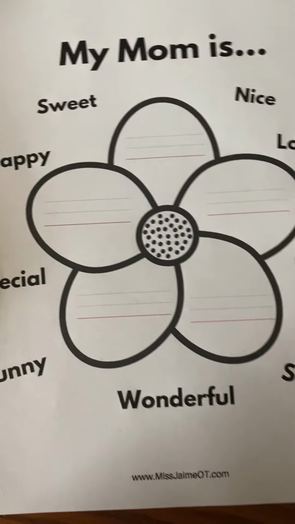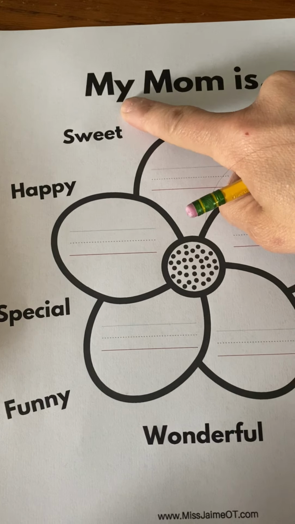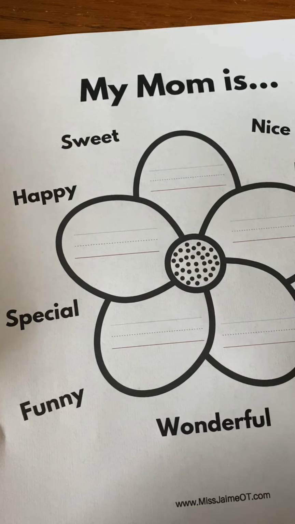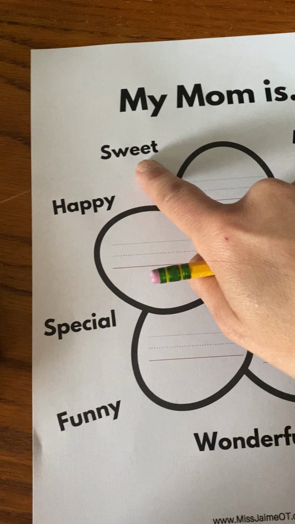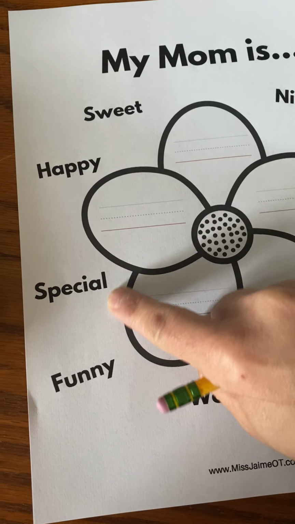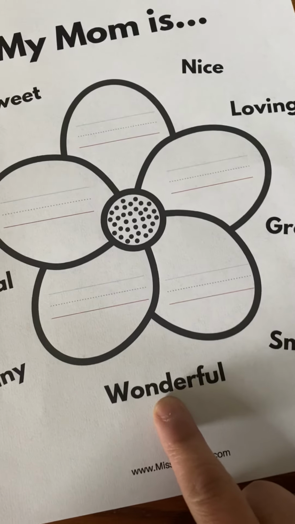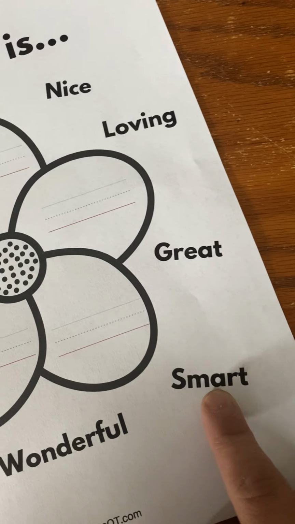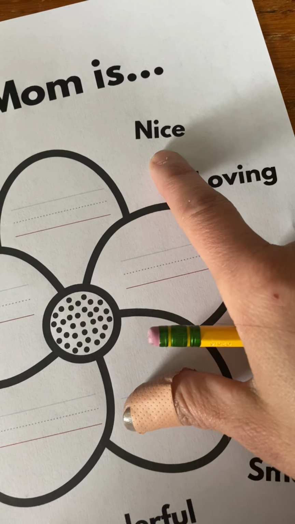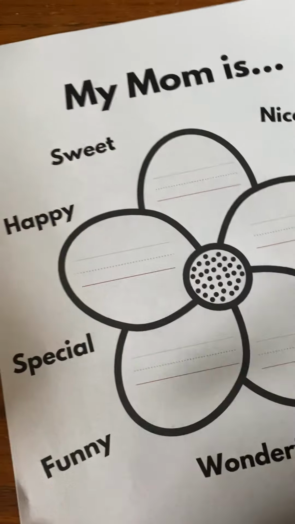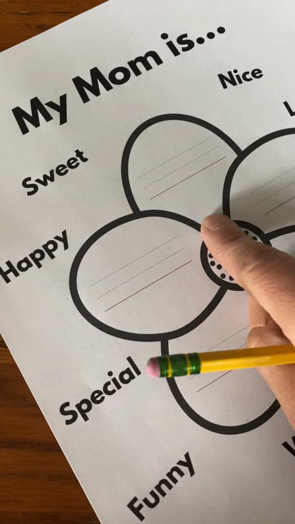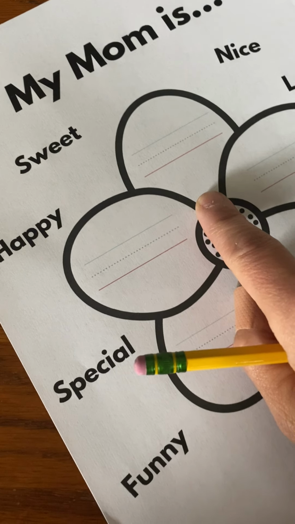All right, friends. So our paper says, "My mom is," and there are some words all around the page. We have sweet, happy, special, funny, wonderful, smart, great, loving, and nice. So we're going to choose some words today and use our lines here to write them in.